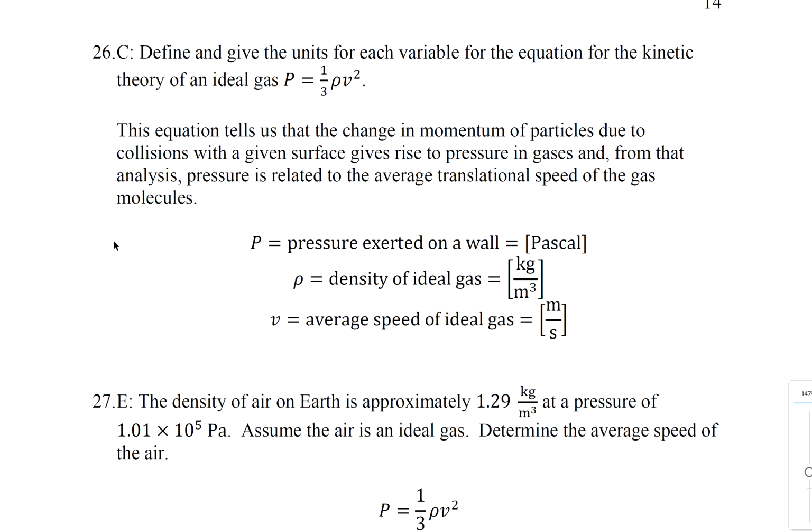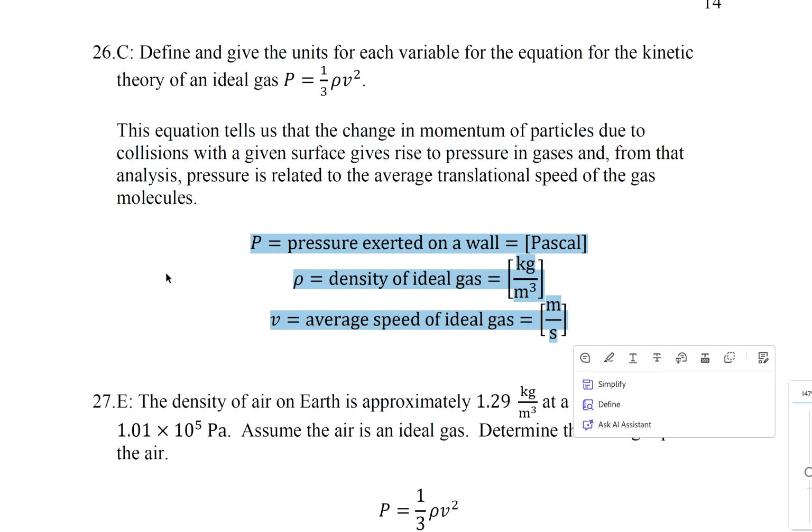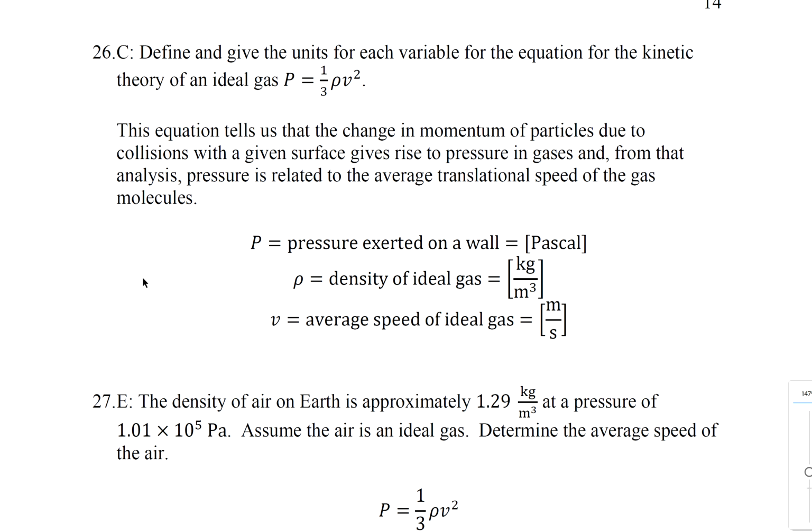Question 26. Define and give the units for each variable for the equation for the kinetic theory of an ideal gas. P equals 1/3 rho v squared. This equation tells us that the change in momentum of particles due to collisions with a given surface gives rise to pressure in gases. And from that analysis, pressure is related to the average translational speed of gas molecules. So P is pressure, rho is density, V is average speed of an ideal gas.